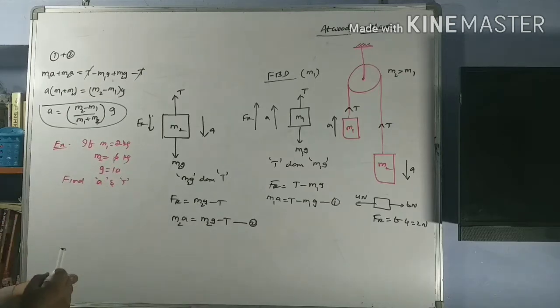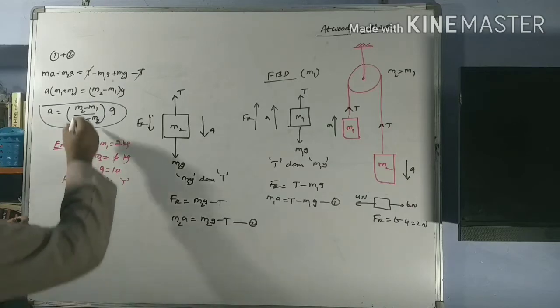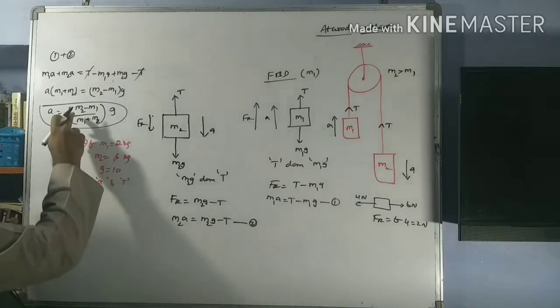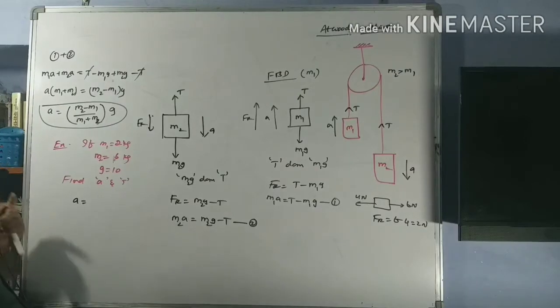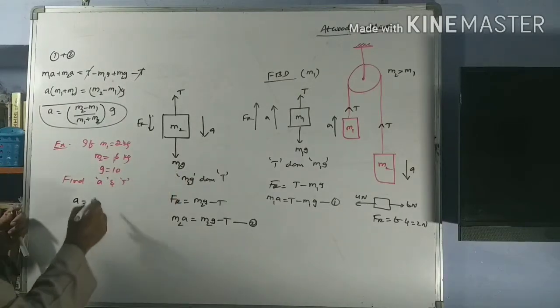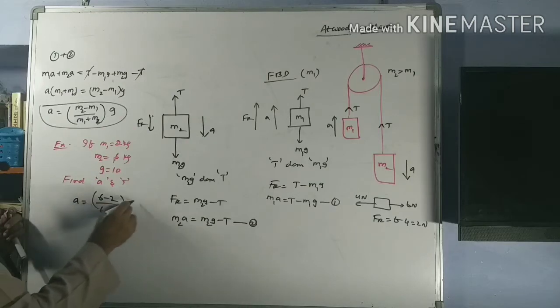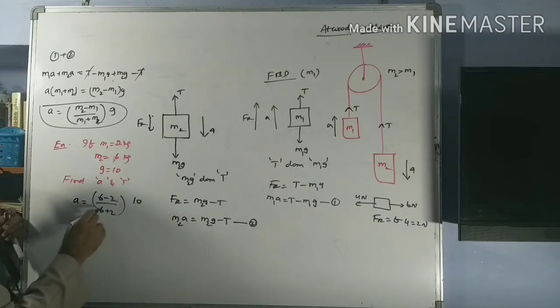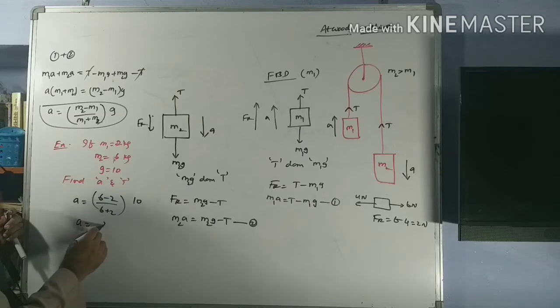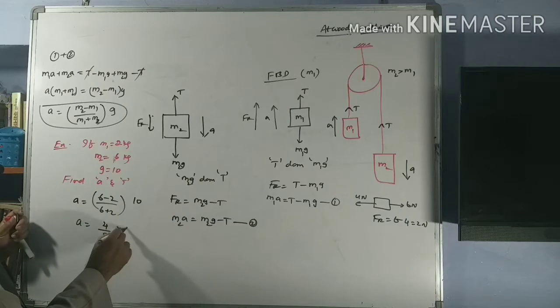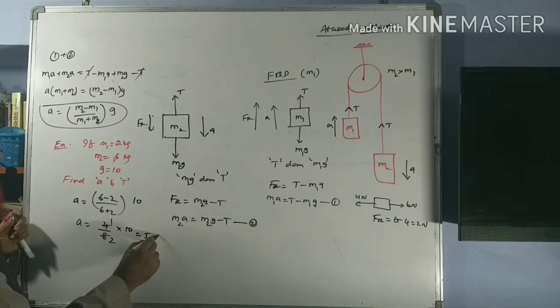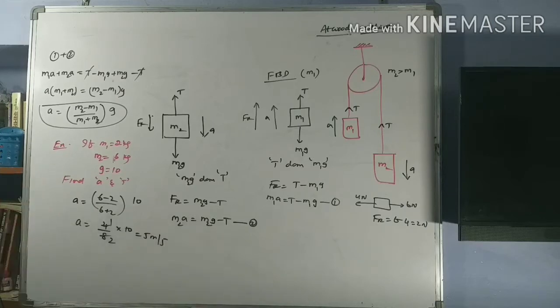So how do you find out this acceleration and tension in this case? It's very simple. First you have to find out the acceleration, M2 minus M1 by M1 plus M2. M2 is 6. 6 minus 2 by 6 plus 2 into G, that is 10. Therefore it is going to be 4 by 8 into 10, that is 4 ones are 4, 4 twos are 8. Answer is 5 meter per second square. So we got an acceleration here.